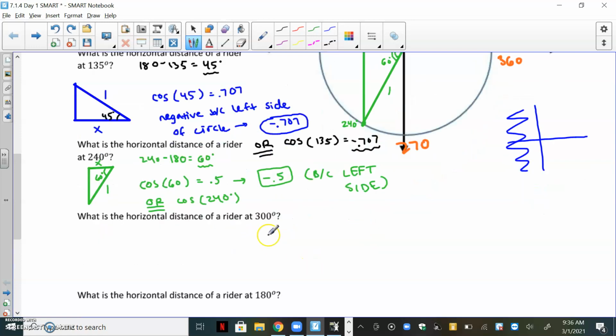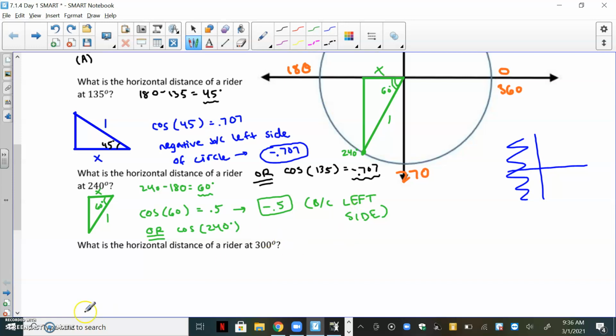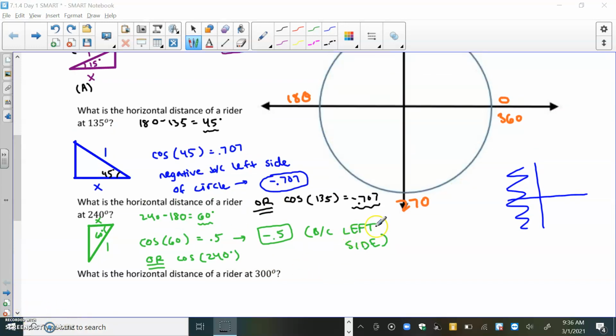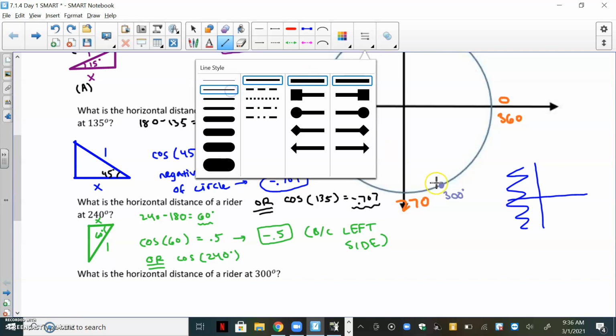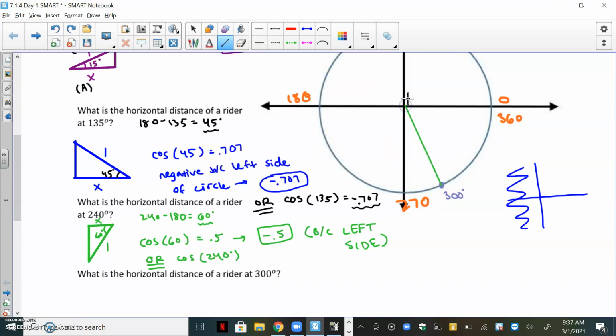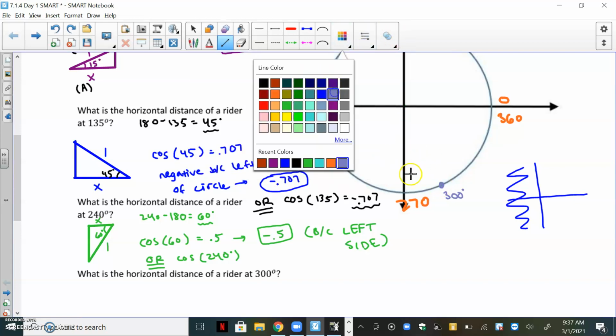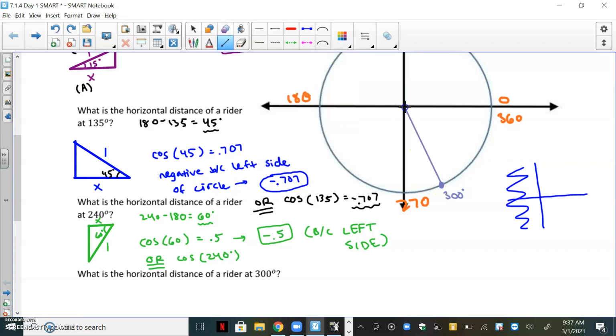All right, 300. I'm going to go ahead and erase my other stuff real quick. Alrighty, 300 is going to be between 270 and 360. I'll call it right about here. All right, so same process. Draw our triangle. Oops, wrong color. All right, so same exact stuff.